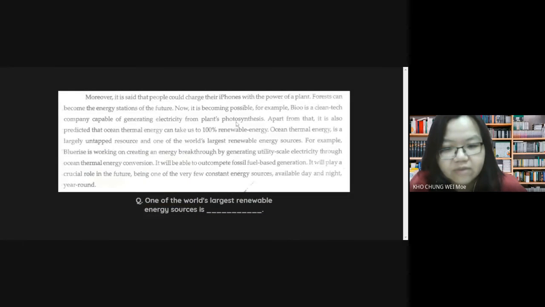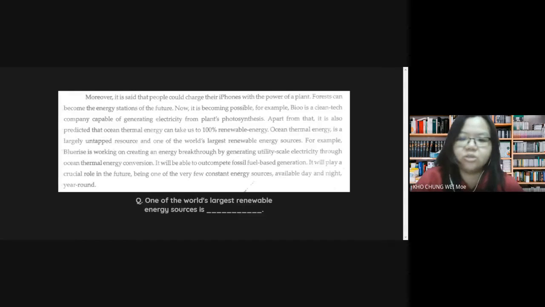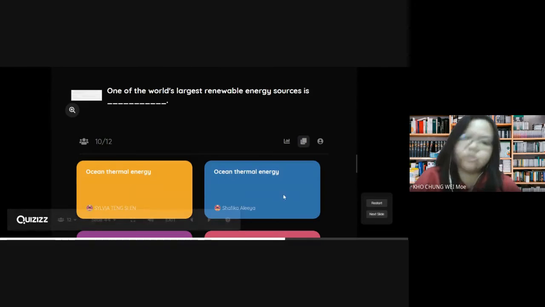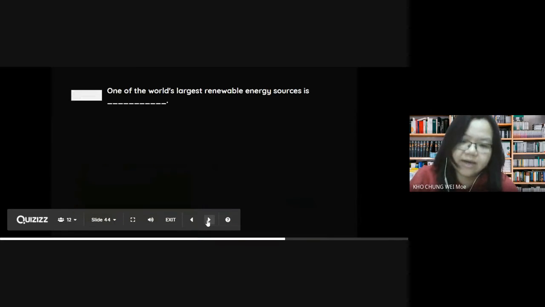If you look at the text, it said ocean thermal energy is a largely untapped resource and one of the world's largest renewable energy sources. So you need to put in the full form, ocean thermal energy, not just ocean thermal. Okay, ocean thermal itself is incomplete. Okay, let's move on.